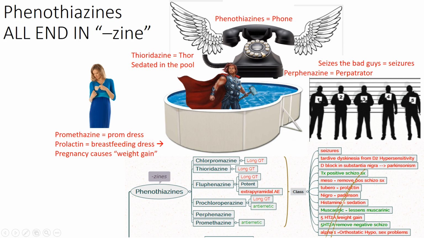So what does he do when he's waiting for his phone to ring? Well, he just sits here sedated in his chlorine pool. Okay, so now let me explain all this, what this all means. So we have these different drugs, chlorpromazine. So this is the chlorine pool. Okay, chlorpromazine, chlorine pool. We have Thior, or looks like Thor.